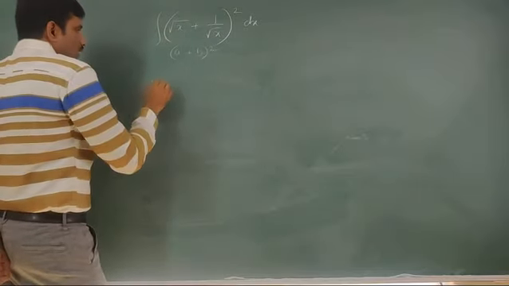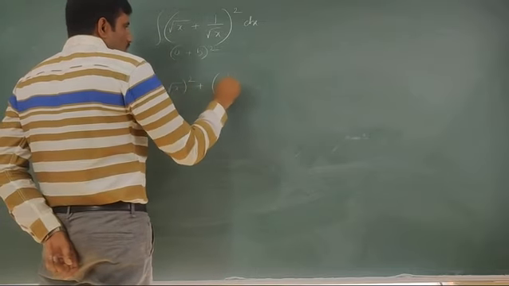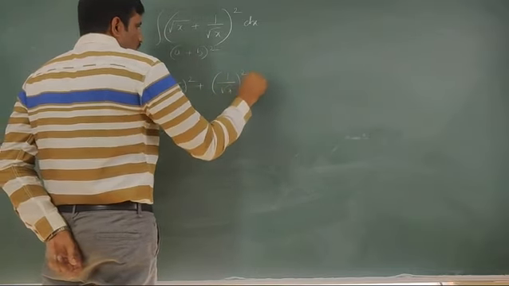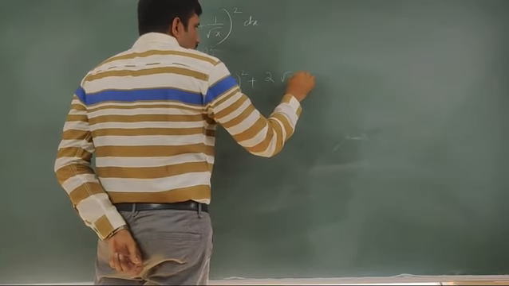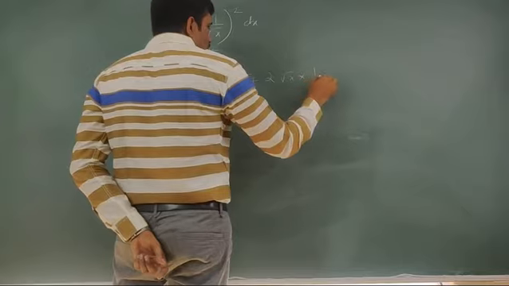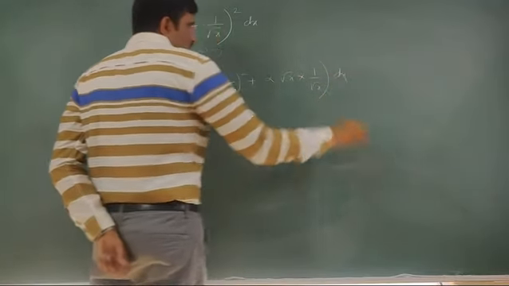Expand: a square is root x square, plus b square, which is 1 by root x square, plus 2ab, that is 2 into a, which is root x, into b, which is 1 by root x, into dx. Is it clear, friends?